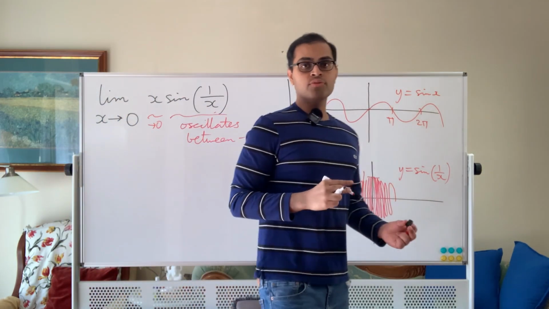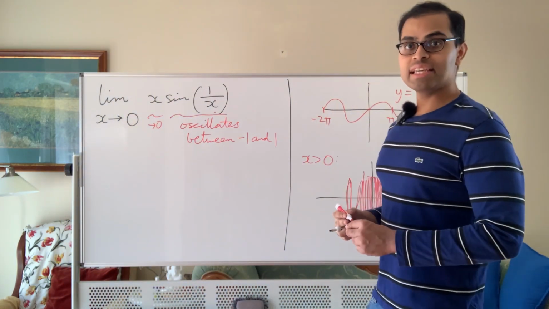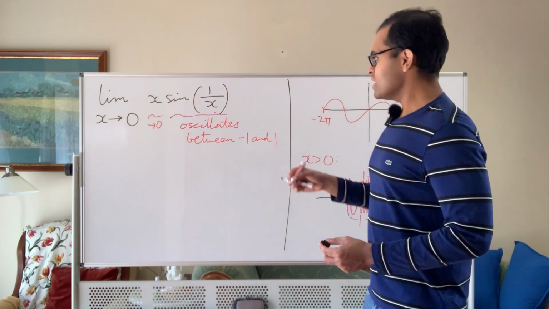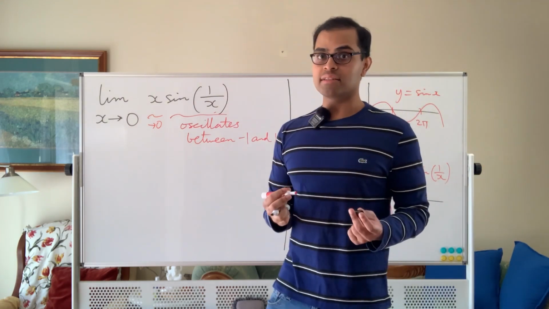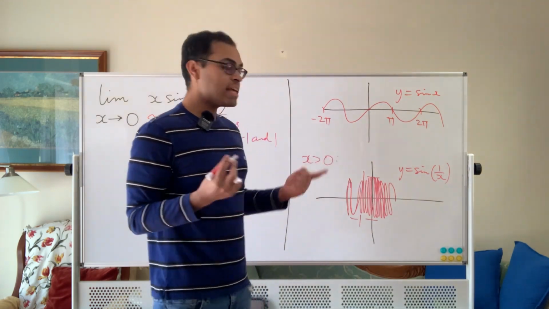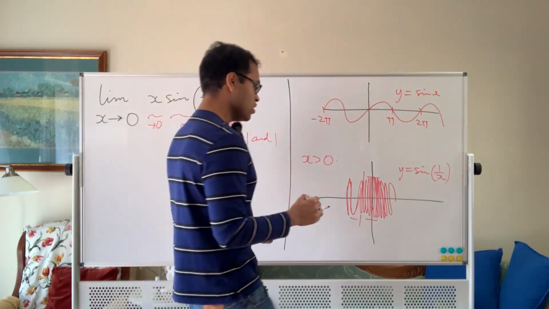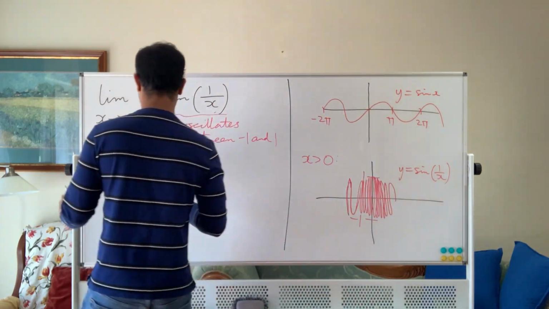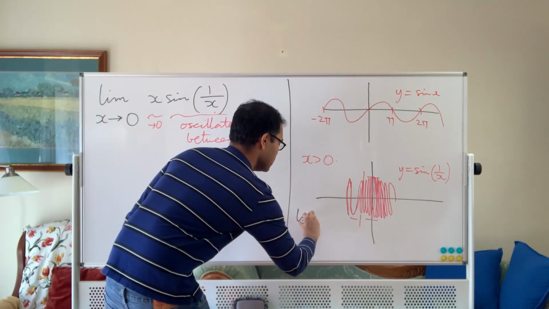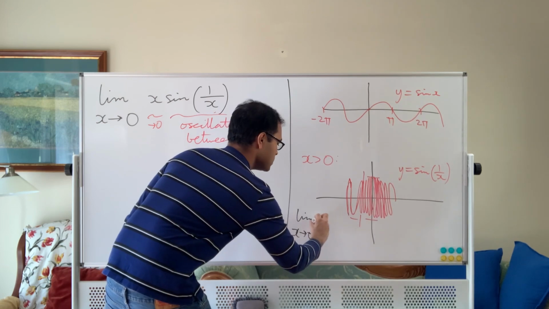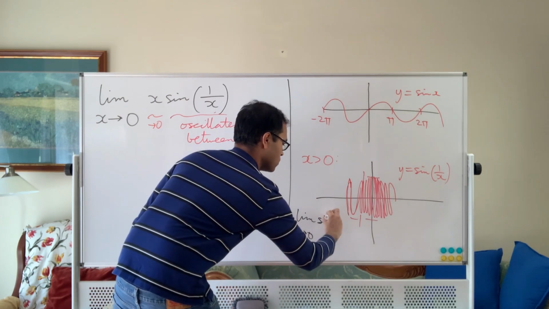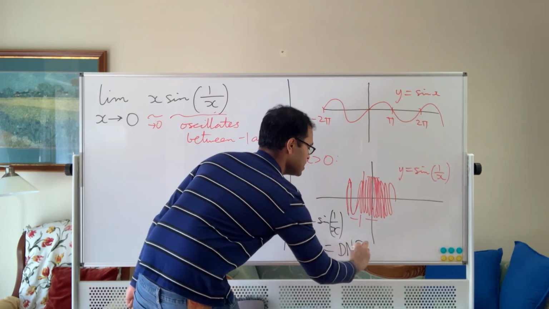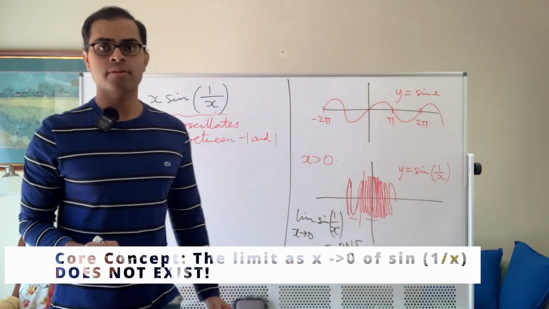Now, there is a famous rule in limits, the product rule for limits, that says the limit of the product is the product of the limits, if both exist. In this case, the limit of sine 1 over x does not exist, because of the oscillation; sine 1 over x is not approaching anything. So I'll write: the limit as x goes to 0 of sine 1 over x does not exist. DNE stands for does not exist.